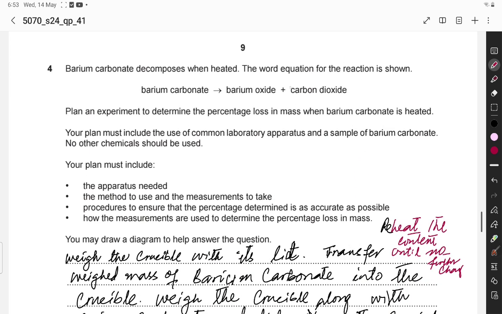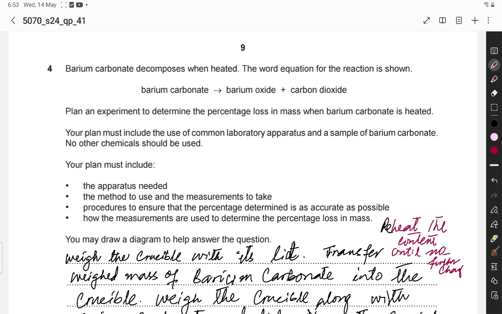Barium carbonate decomposes when heated. The word equation for this reaction is shown: barium carbonate forms barium oxide plus carbon dioxide. Plan an experiment to determine the percentage loss in mass when barium carbonate is heated. Your plan must include the use of common laboratory apparatus and a sample of barium carbonate. No other chemicals should be used. Your plan must include the apparatus needed, the method to use, and the measurements to take.